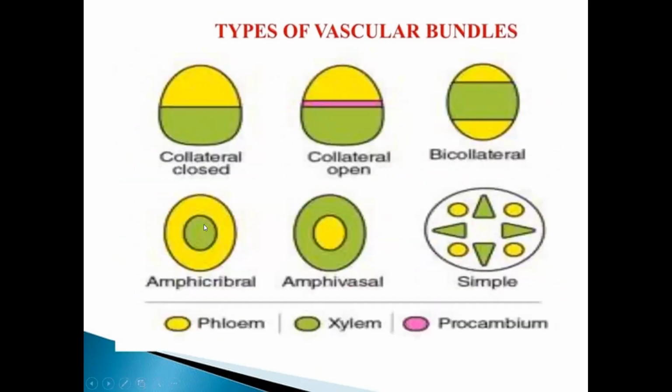So here, this green colored one is the xylem. It is completely surrounded by the phloem. This type is called amphicribal. Okay, so here the vascular tissue, that is phloem, is completely surrounded by the xylem. So it is called amphivasal. So cribal means phloem, and vasal means xylem, that is, phloem is completely surrounded by the xylem.